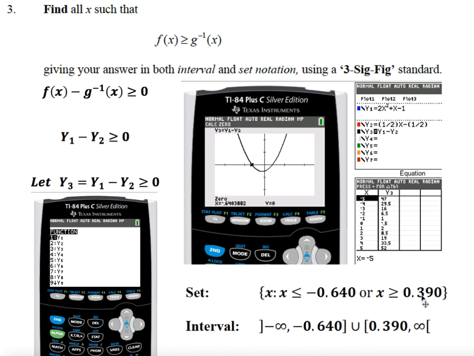correlate to these two values, because if you're trying to find where one is above the other, that's where their difference is actually 0, and so you get the zeros coming out. So you can confirm that this one right here is 0.390, and if it's not, let me know.